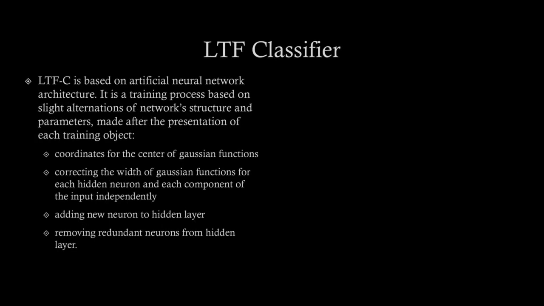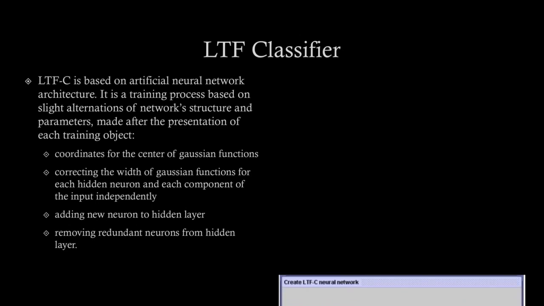Next, we will be discussing the LTF classifier. LTFC is based on artificial neural network architecture. It is a training process based on slight alterations of network structure and parameters made after the presentation of each training object. The 4 alterations include coordinates for the center of Gaussian functions, correcting the width of Gaussian function for each hidden neuron and each component of the input independently, adding a new neuron to the hidden layer, and removing redundant neurons from the hidden layer.